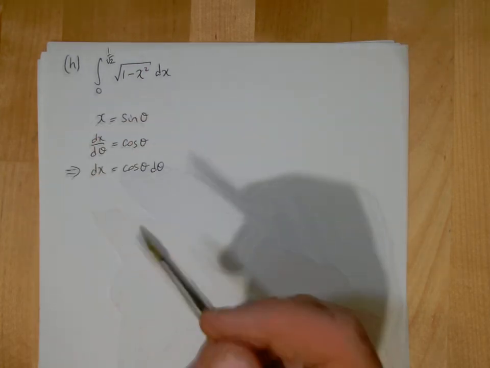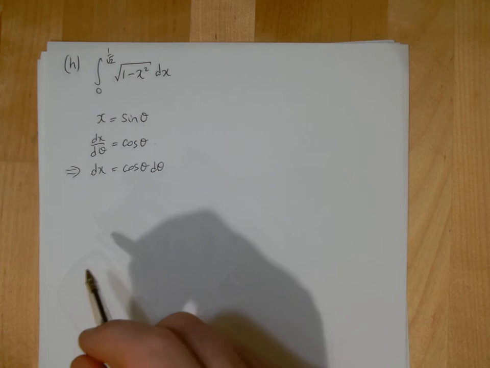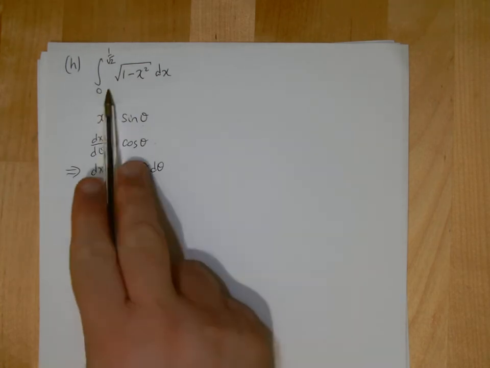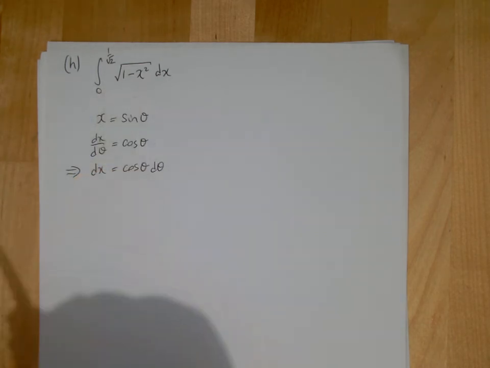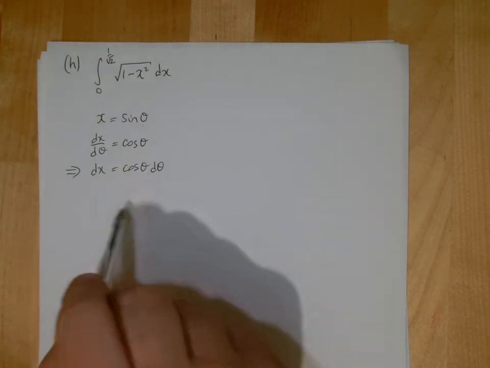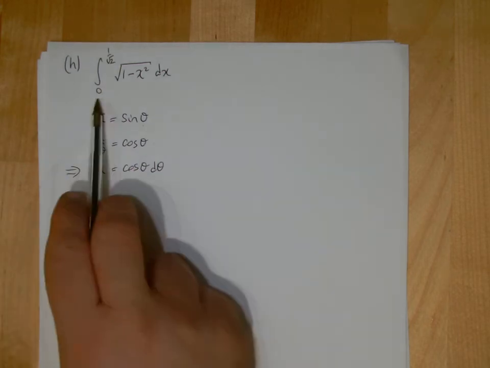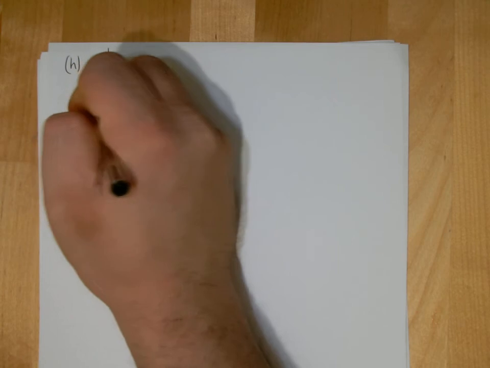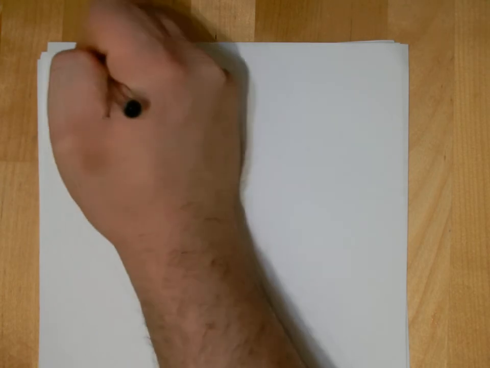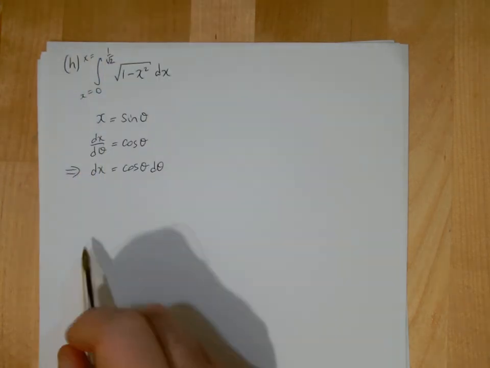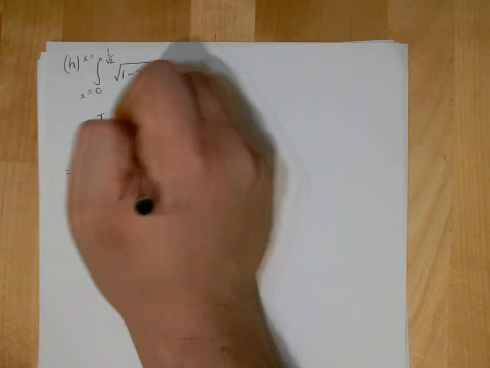Now, the other thing you've got to do, of course, is the limits. Remember the limits are in terms of x. We have to change them now to limits in terms of theta, because remember, we're replacing everything in terms of theta, so we've got to change these limits as well. So that will be x equals 0, and that will be x equals 1 over root 2. So let's figure out what theta is. You go back to your substitution to do that.